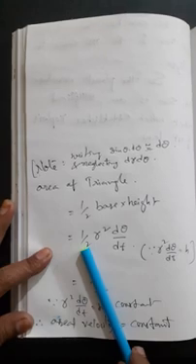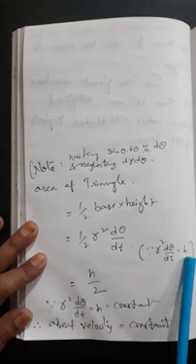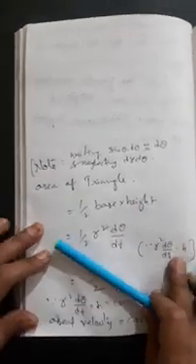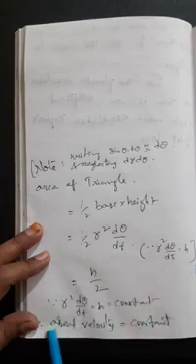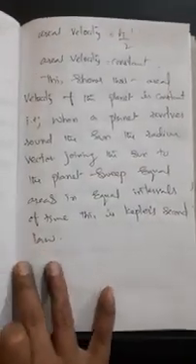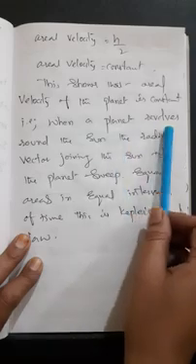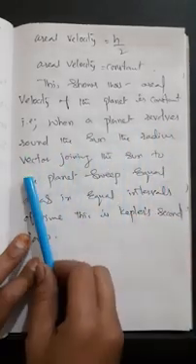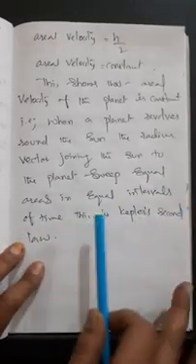This equation can be written as base into height equal to 1/2 r² dθ/dt. So here r² dθ/dt is equal to h. We already derived this equation, so by that equation we can write h/2. So h is constant, so we can write that the areal velocity is constant. So what is the second law? The areal velocity of the planet remains constant. So this shows that the areal velocity of the planet is constant when a planet revolves around the sun. The radius vector joining the sun to the planet sweeps equal areas in equal intervals of time. This is Kepler's second law.